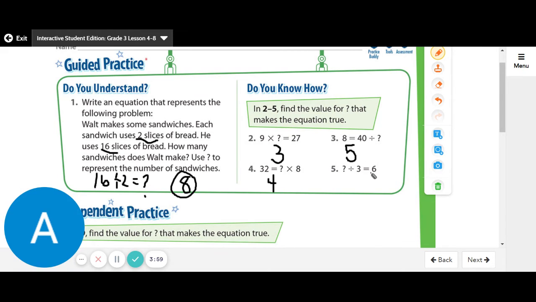Something divided by 3 is 6. 6 times 3 equals what? So we know 18. 18 divided by 3 would give us that 6.